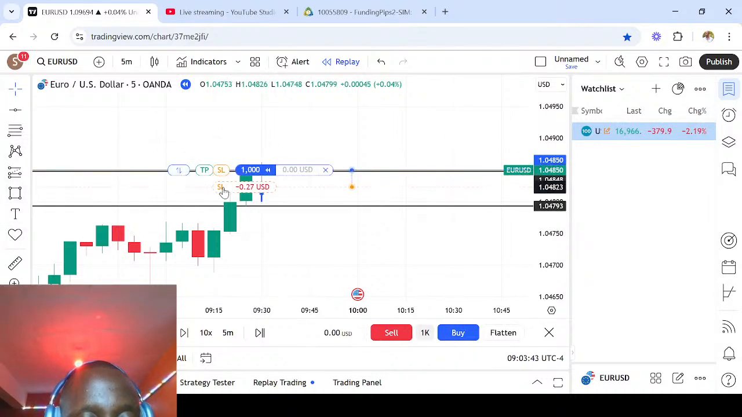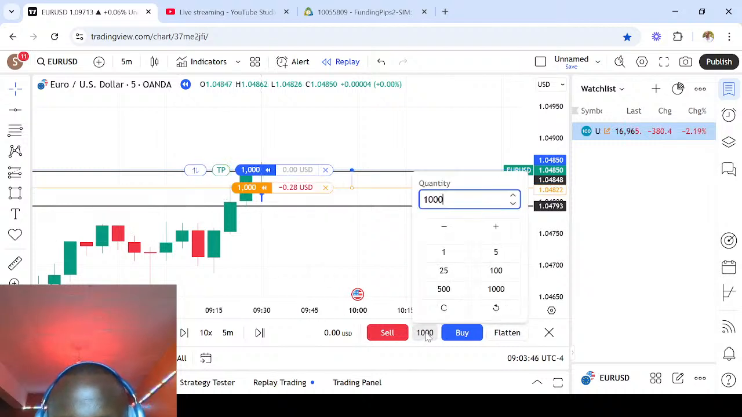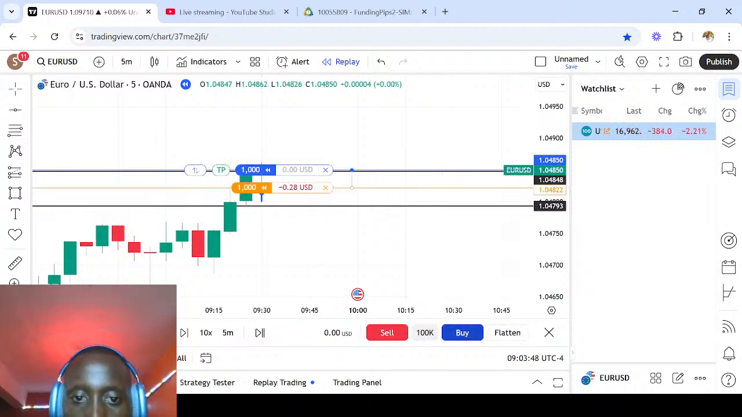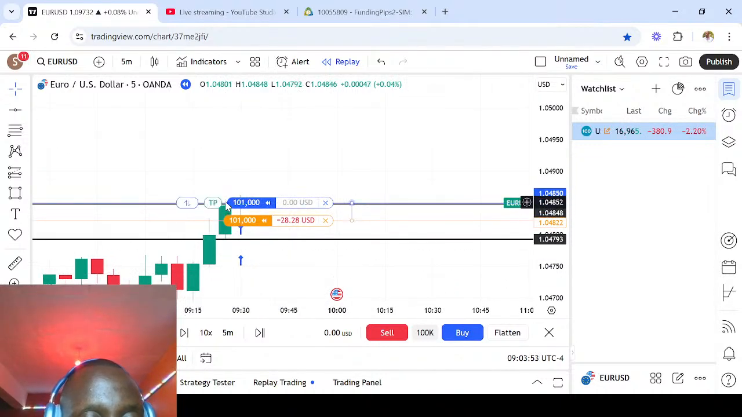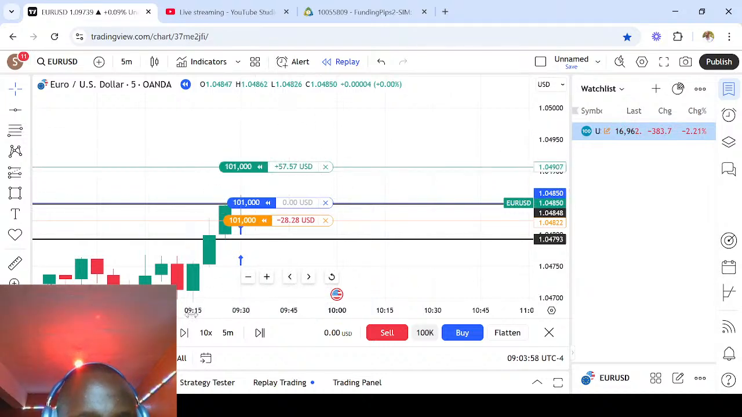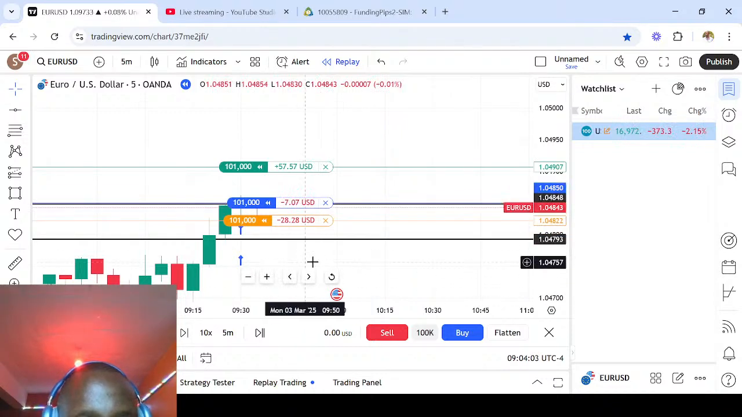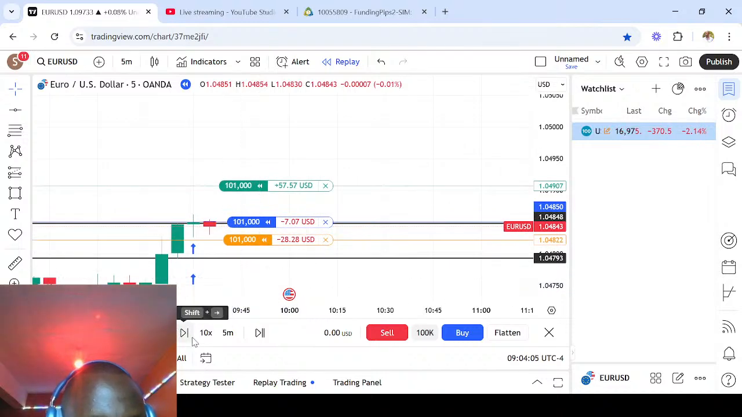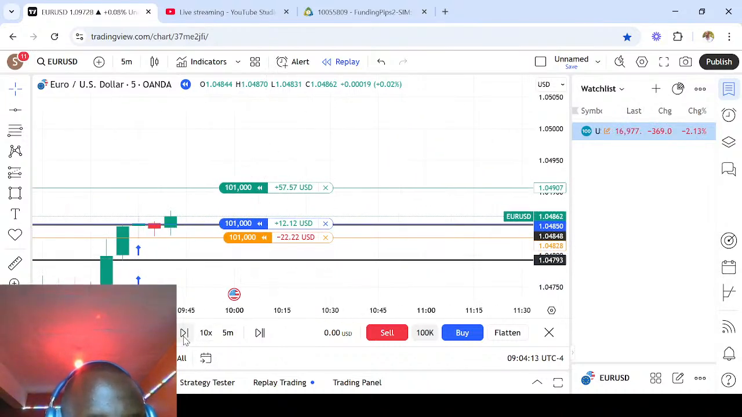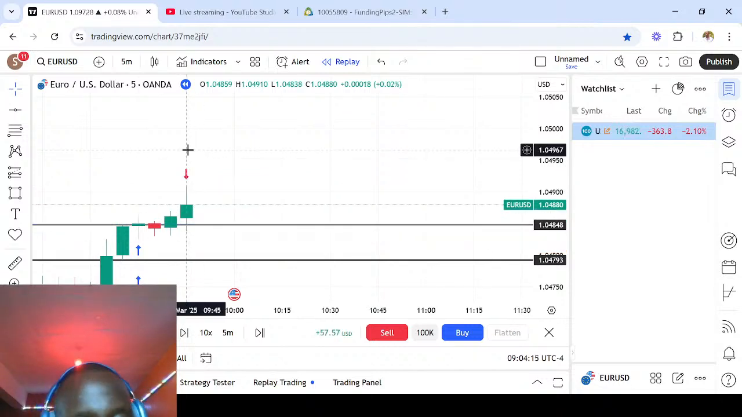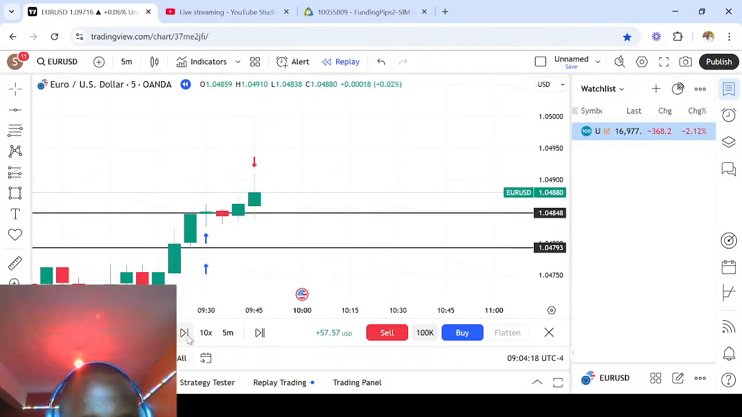Stop loss below the breakout candle. I need to go extra here. Yes, that's good. So 28, I'm going for 56. Let's see how this one plays out. Almost got stopped out there. Let's see the other one. At this point, I'll move my stops below that breakout candle. Boom, trade number 1 is a winner. We wait for trade number 2.